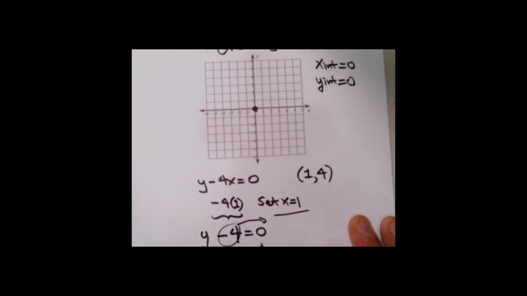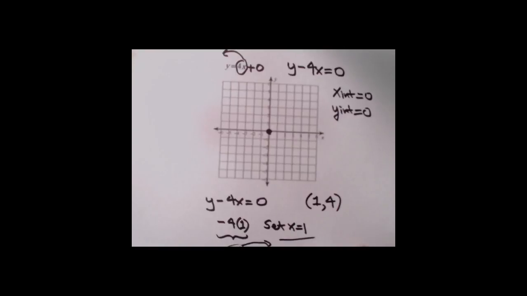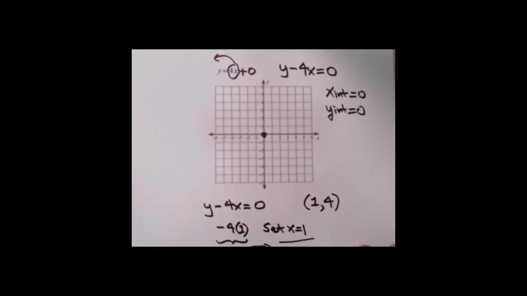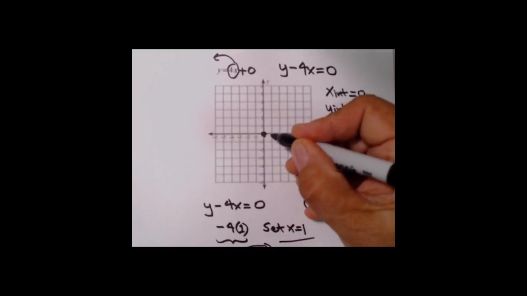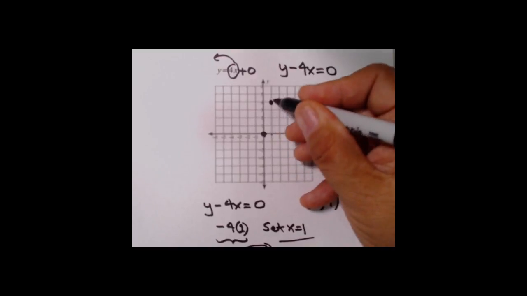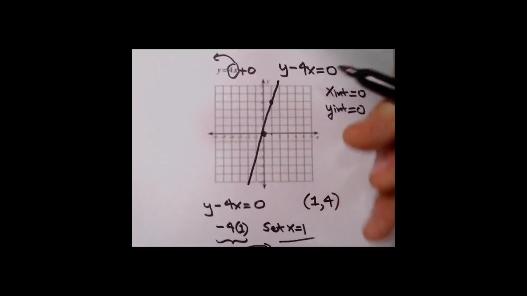So anytime you get to this situation where both the x and y intercepts equal 0, this is how you get yourself out of it, this method. We have x equals 1 and y equals 4. 1, 2, 3, 4 right there. Okay, there we go then. There's going to be our line going just like that.